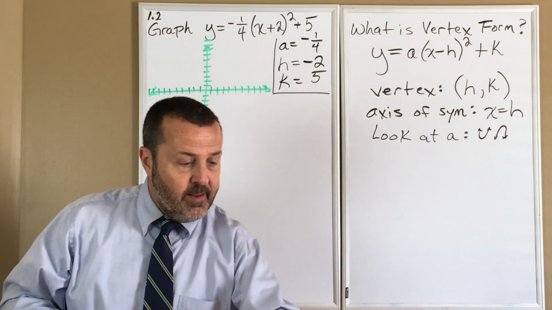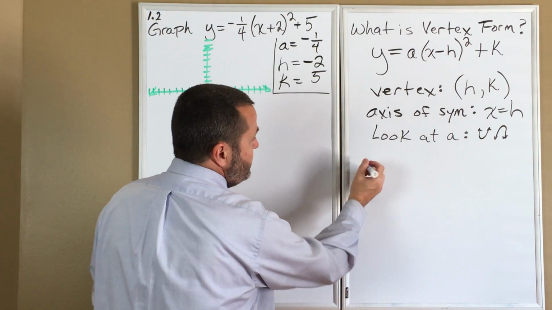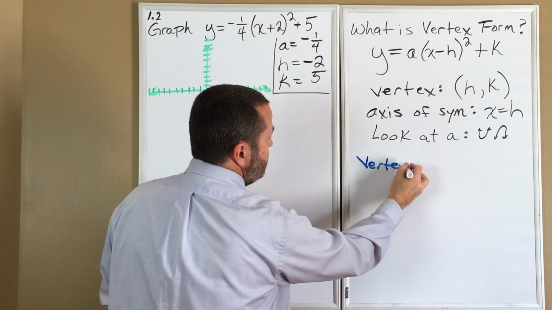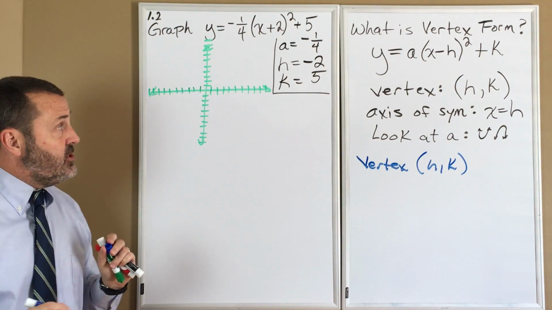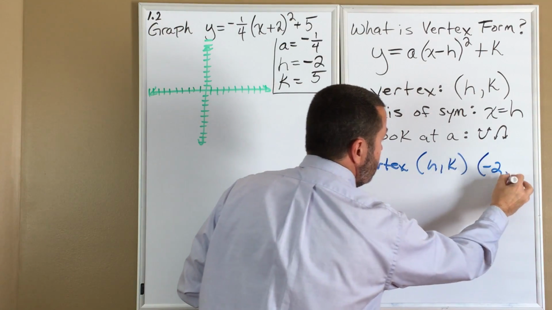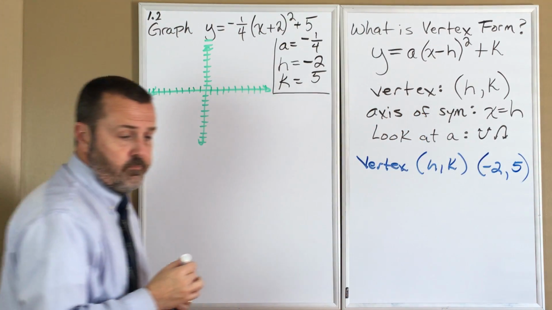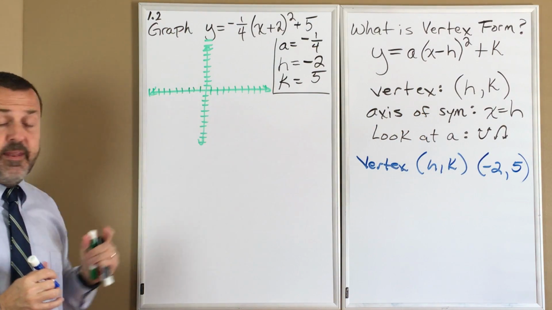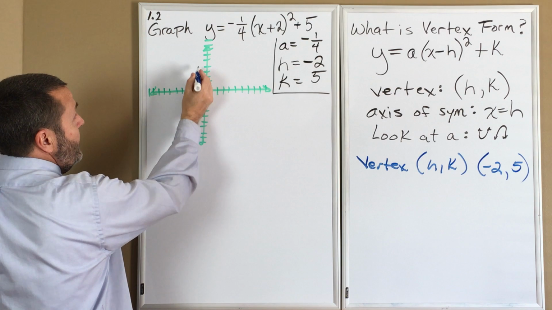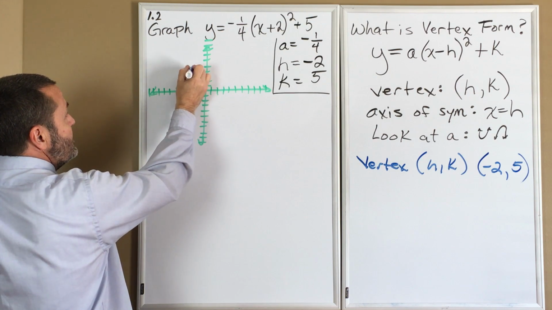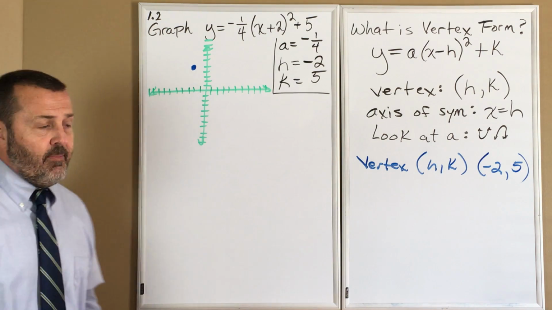All right, so we want to go ahead and plot the vertex. It's important to note, what is the vertex? The vertex is the point (h, k). We know that our h is -2, and we know that the k is 5. Therefore, we know how to plot the vertex. The vertex is (-2, 5). So we go -2 and up. Our vertex is somewhere in that vicinity. And we know it's going to be a downward pointing parabola.